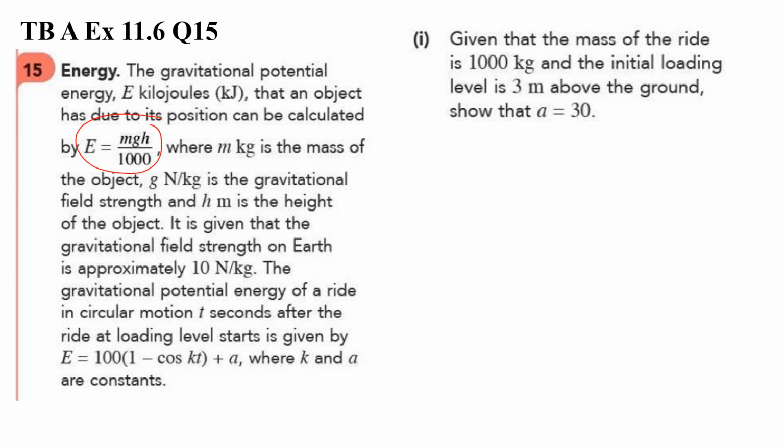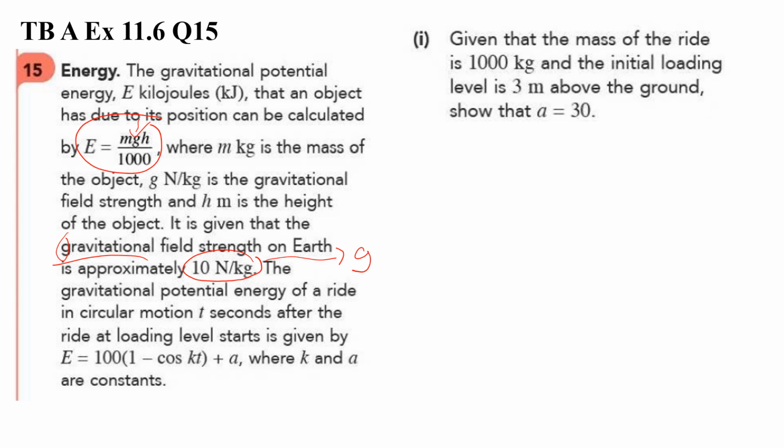All right, so it's given that the gravitational field strength of Earth is approximately 10. Okay, so we can substitute this. This one is represented by which value? Oh, this is the value for G. You see the letter G, so it's for G, to substitute inside here.